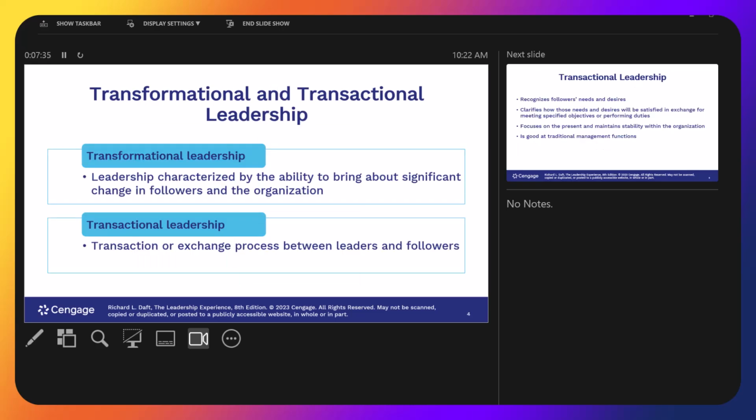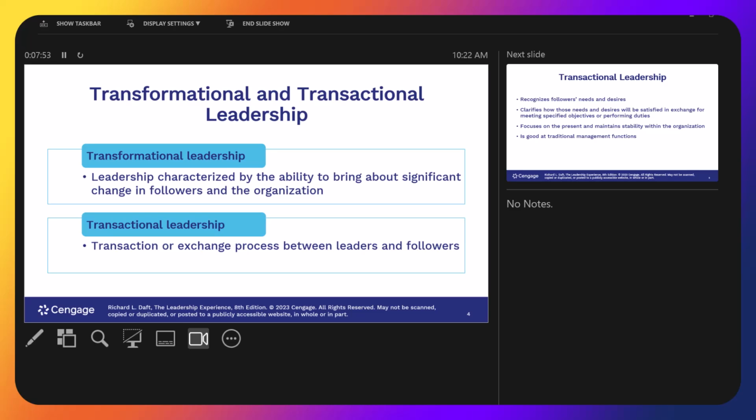Transformational and transactional leadership. Transformational leadership: leadership characterized by the ability to bring about significant change in followers and in the organization. Basically, these people can take an organization from one place to another, and people will follow.